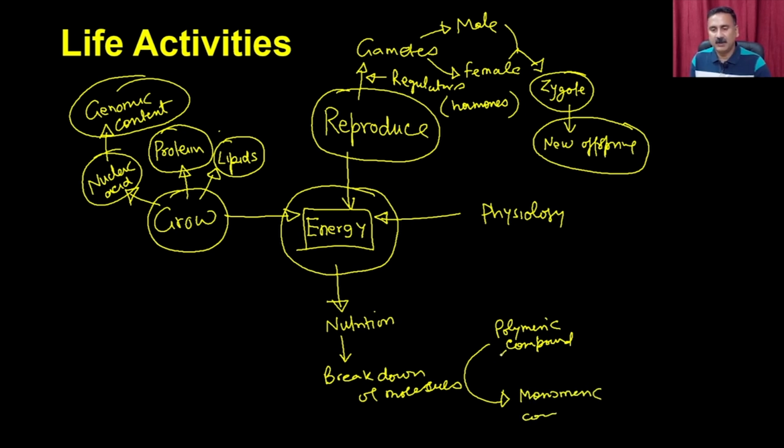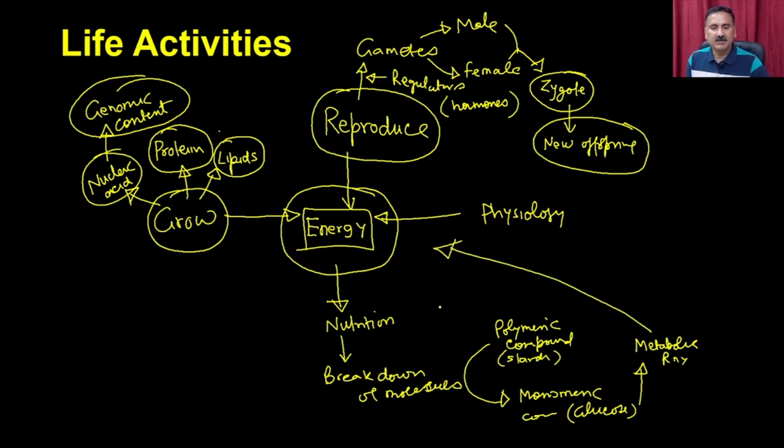For example, you can actually be able to convert the starch into the monomeric compound like the glucose, and then the glucose will actually going to enter into the metabolic reactions, and that's how the glucose is actually going to produce the energy. The same is true for the other biomolecules like the lipids, like the nucleic acids and all that, right.